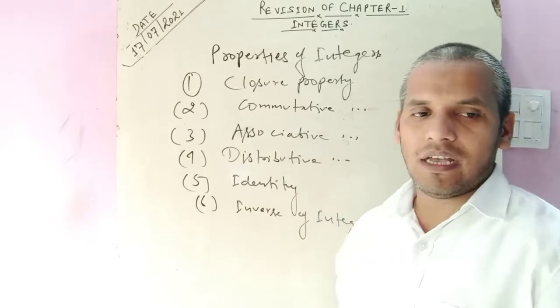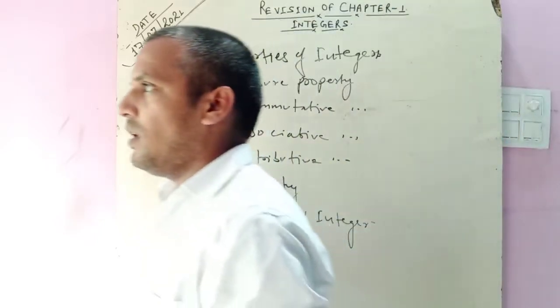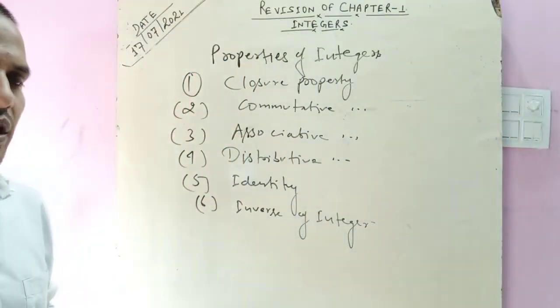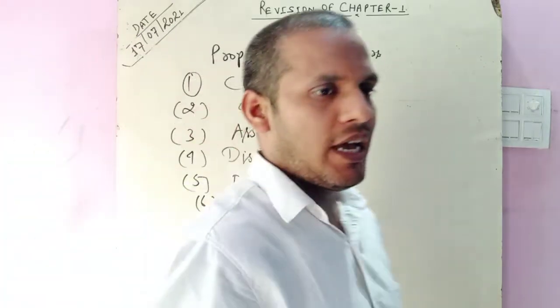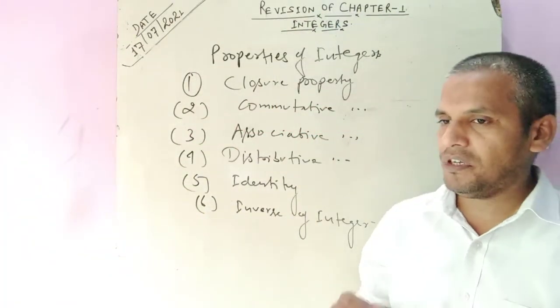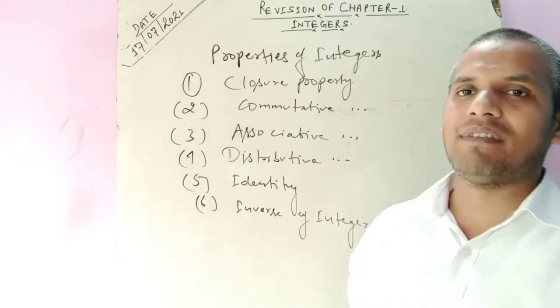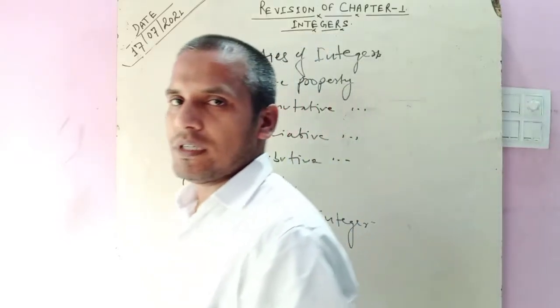The first one is the closure property. We already know that if we add or multiply any two numbers, or we add or subtract any two numbers, and the result is again an integer, then we can say it holds the closure property.